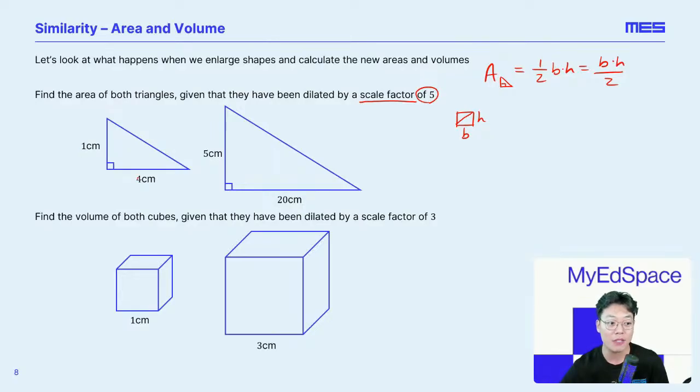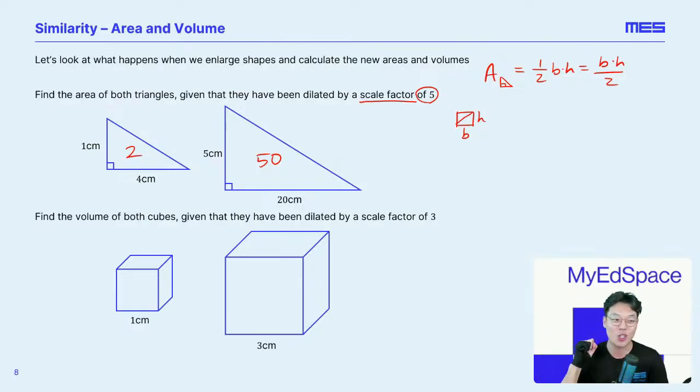1 times 4 is 4, divided by 2 is 2. 5 times 20 is 100, and take half of that to get 50. So now what did we multiply 2 by to get to 50? And let's see if that has anything to do with the scale factor of 5.